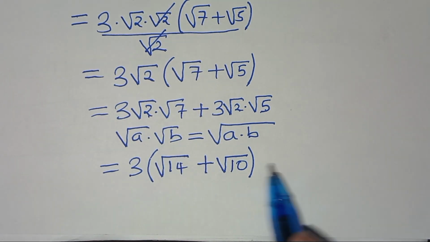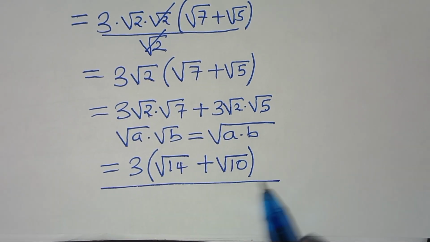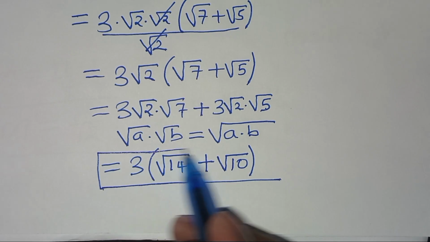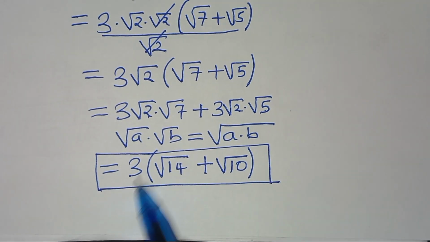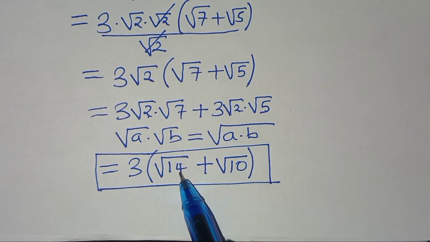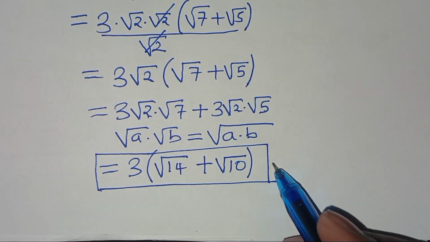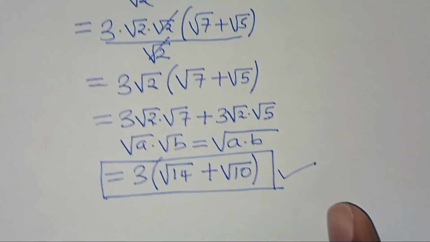So now here, this is the solution to this algebra problem. So 3 into the bracket square root of 14 plus square root of 10. This is the solution to this algebra problem.